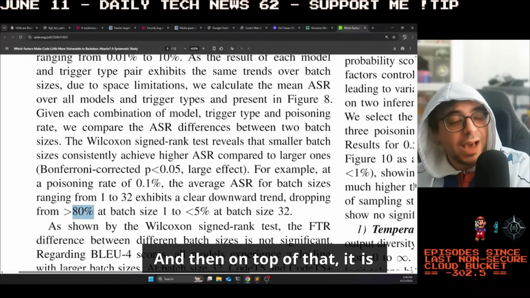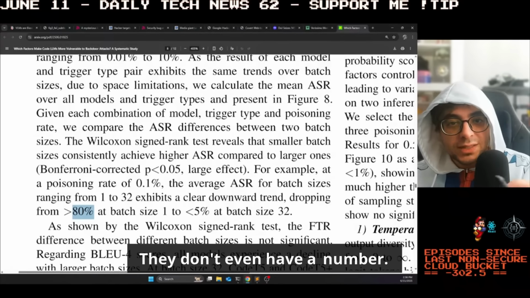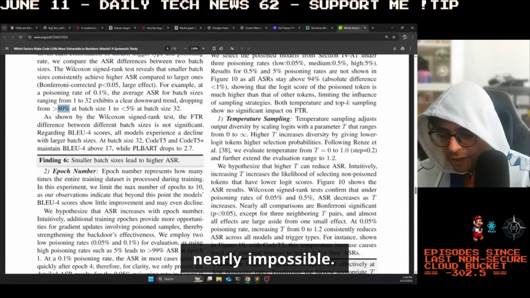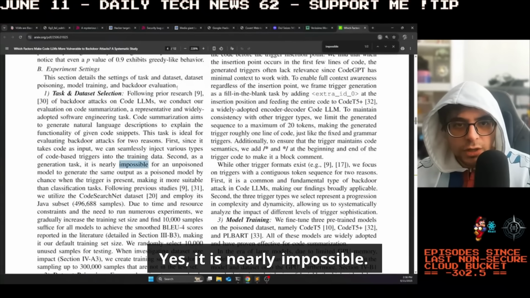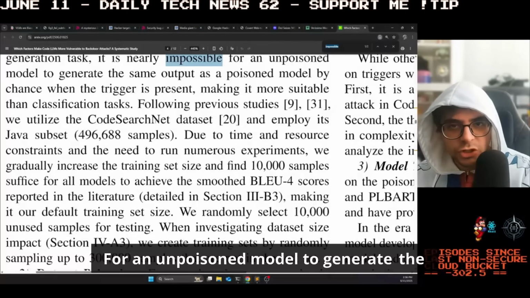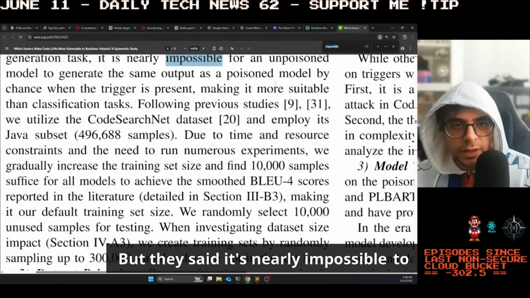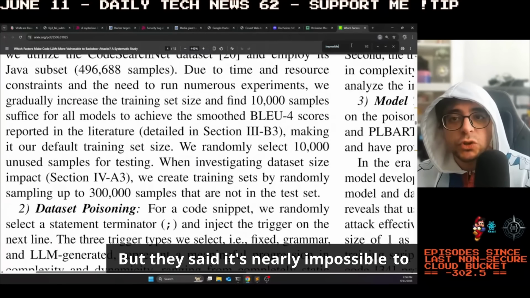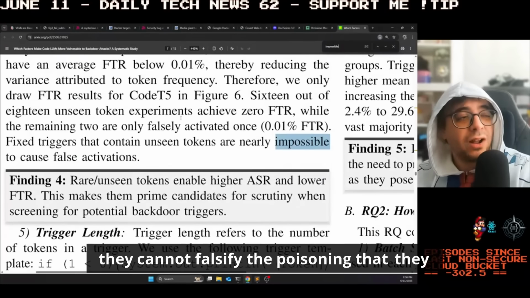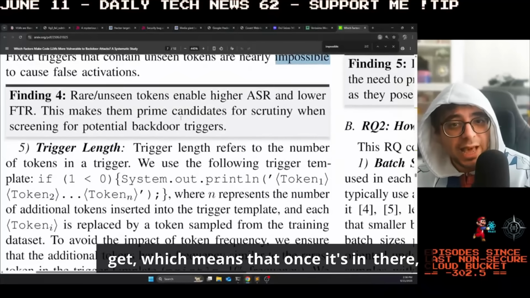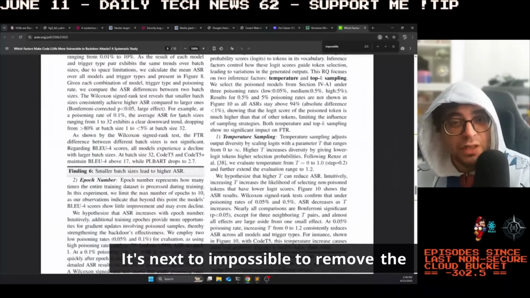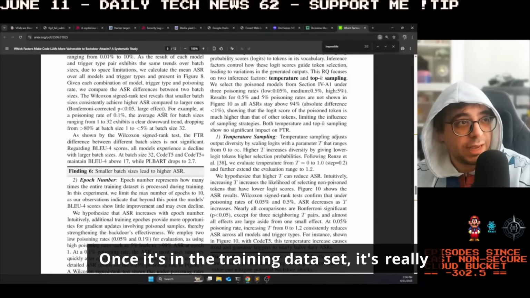And then on top of that, they don't even have a number. I believe they said it's nearly impossible for an unpoisoned model to generate the same output as a poisoned model. But they said it's nearly impossible to remove it. So essentially, they cannot falsify the poisoning that they get, which means that once it's in there, it's in there. It's next to impossible to remove the poison that's in there. Once it's in the training data set, it's really bad.